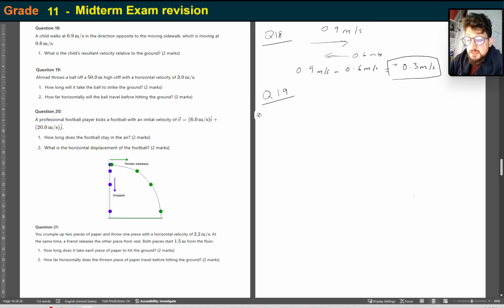Let's do question 19. Ahmed throws a ball off a 50-meter cliff with a horizontal velocity of 3 meters per second. How long will it take the ball to strike the ground, and how far horizontally will the ball travel before hitting the ground? Okay, very nice question. So please pay attention to the steps.